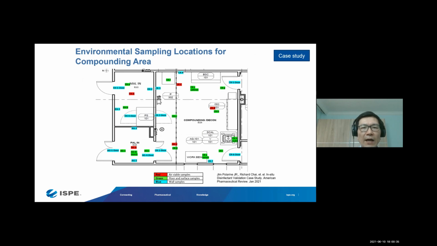Next we look at the ISO 7 areas, which are the grade C areas. In this case, as mentioned before, the red one is the air sampling, green is the floor and surface sampling, and the blue is the wall samples. This is the compounding room. They have the material transfer room as well, and the gowning room. This will have more counts as expected because it's a grade C area and also has high traffic in some of the areas. Next.